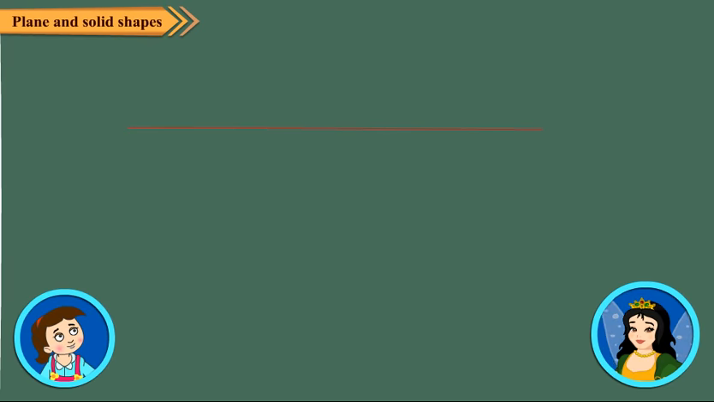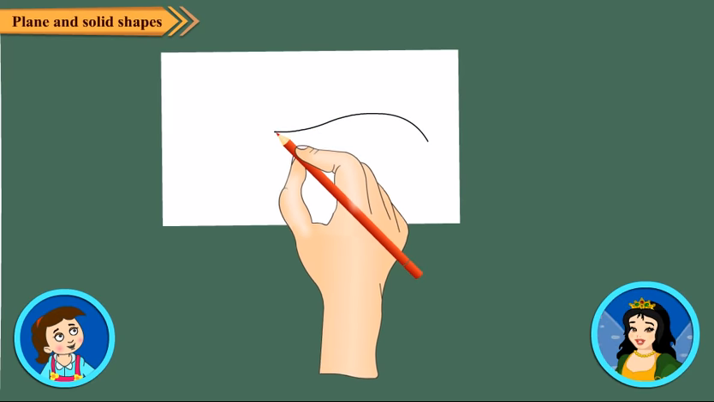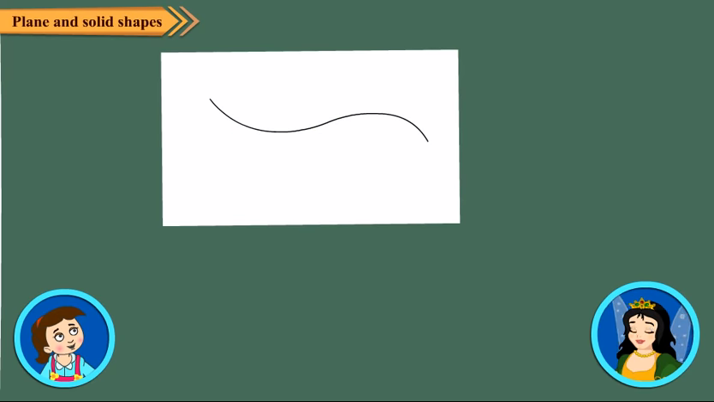Can we also draw a curved line using a scale? No, Neha. Scale or other similar objects are used to draw only straight lines. To draw curved lines, we need a pencil and paper only. If we move the tip of a pencil over a sheet of paper freely, we get a curved line.